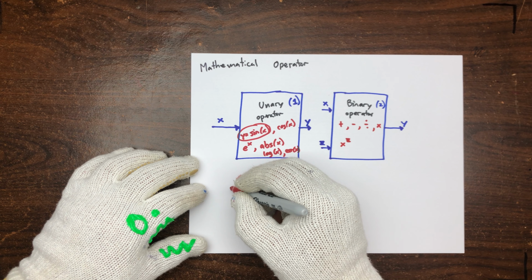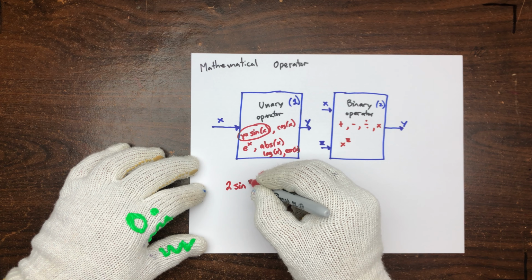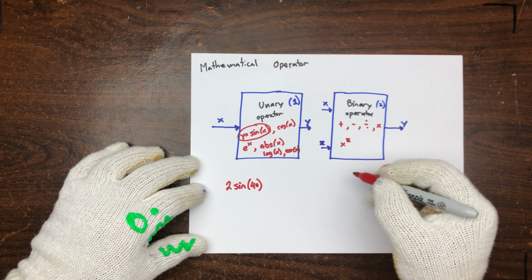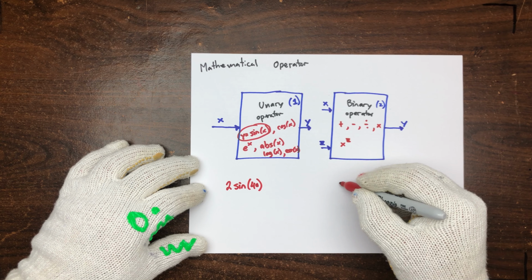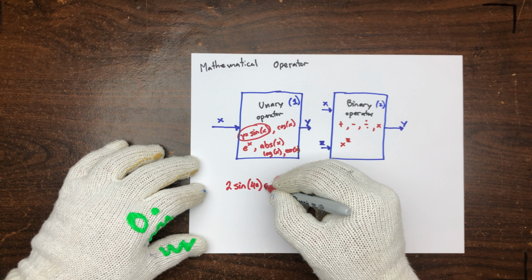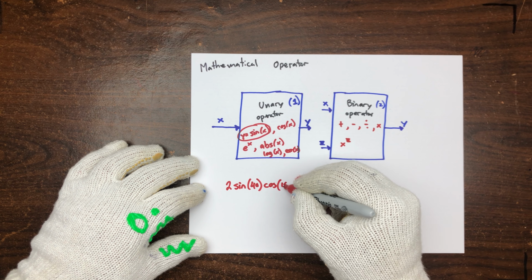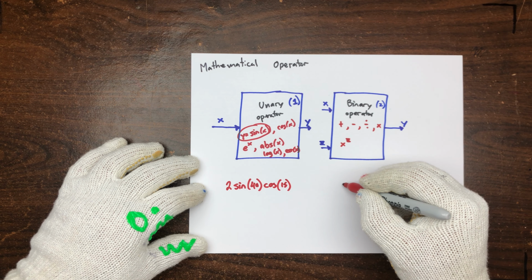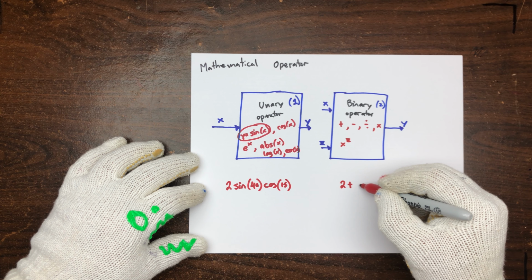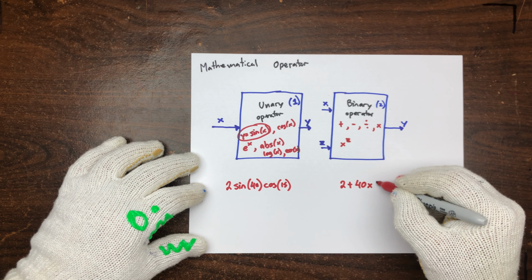So here, let's put down 2 sine of 40, versus, cosine of 15. Versus, let's say, 2 plus 40 times 15.